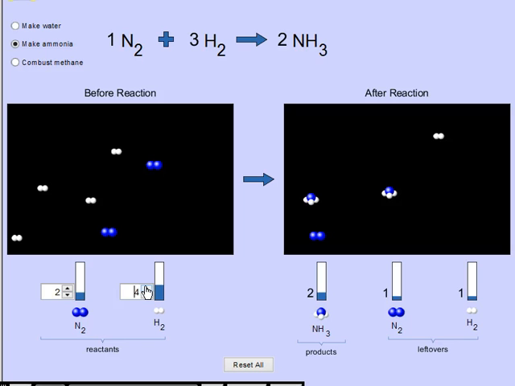Since for each molecule of nitrogen, we must have 3 molecules of hydrogen, clearly I need to increase the molecules of hydrogen to 6, and then everyone's happy. The exact number of ammonia molecules formed. So this is another characteristic of a balanced equation. If the reactants are present in the right proportions, there are only products left, and there are no reactants left over. Clear?